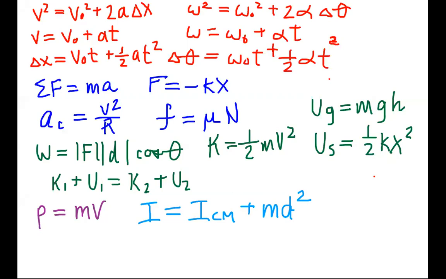And going back to energy for a second, we also have that the rotational kinetic energy is equal to 1/2 I omega squared. So that's, again, part of energy, but this is for rotational only, not translational. Okay. So we're almost done with our equations here. We have a few more.